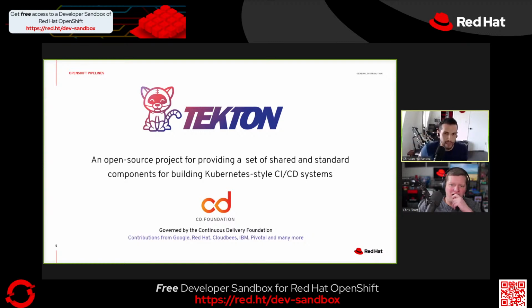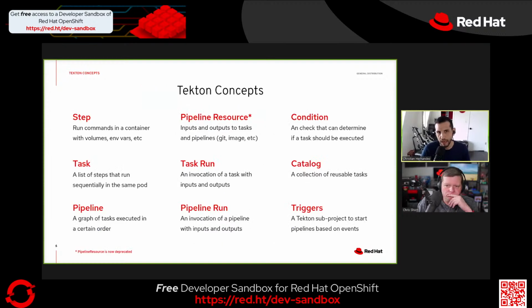OpenShift Pipelines is based on Tekton. Tekton is a CI tool, but it's part of the CD Foundation, which is kind of weird. I don't make the rules, but it is what it is. It's a governing body, and people like CloudBees, Jenkins, Tekton, Red Hat, we're all part of this foundation. Google's there too, it's the governing body for a lot of these projects. So OpenShift Pipelines is built on Tekton.